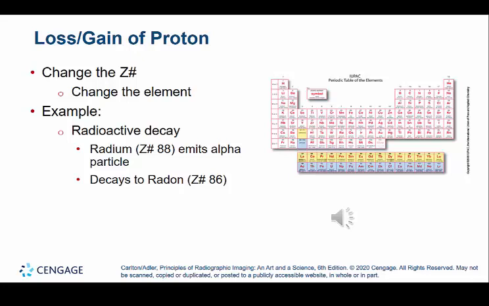An example of this is radioactive decay. Radium has a Z number of 88. Through radioactive decay, it emits an alpha particle. When the alpha particle is emitted, that actually decays to a new element called radon, which has an atomic number of 86.